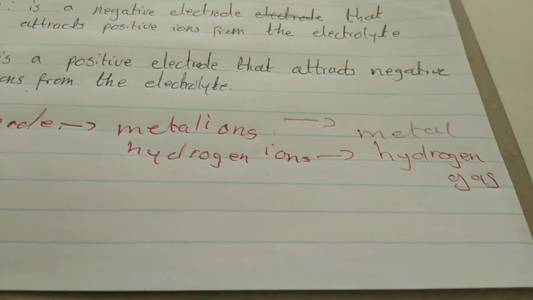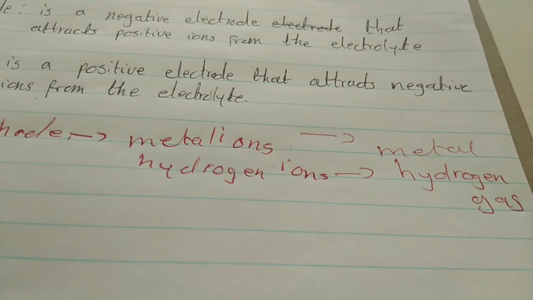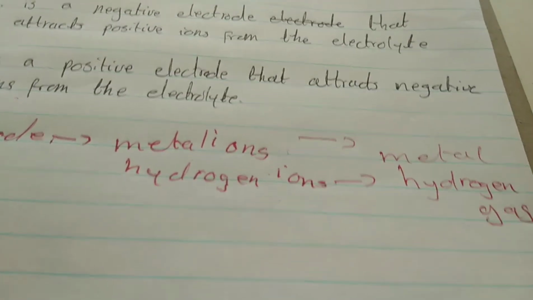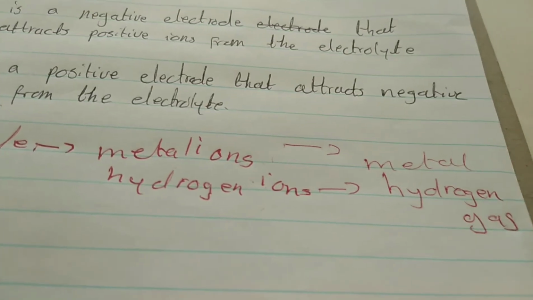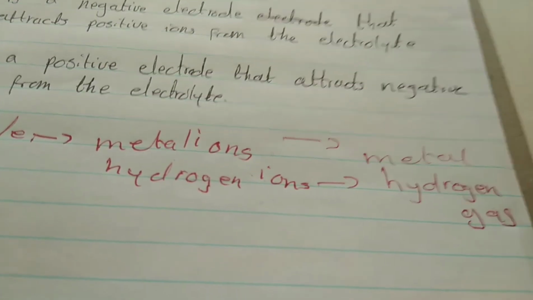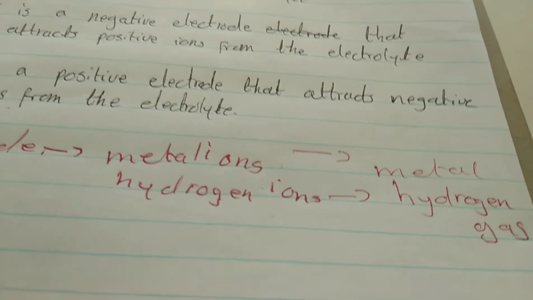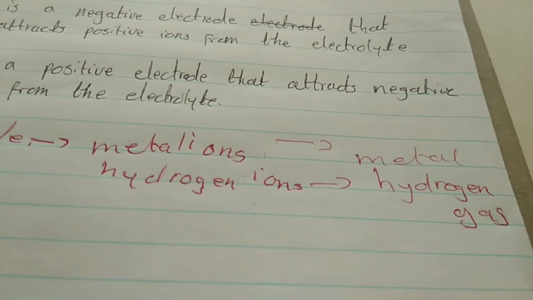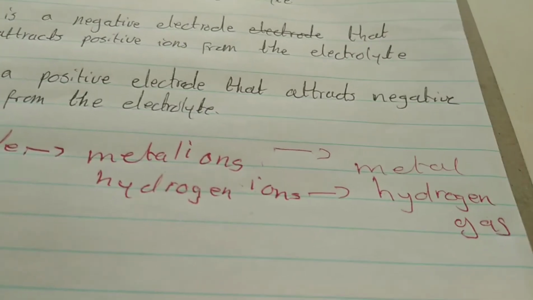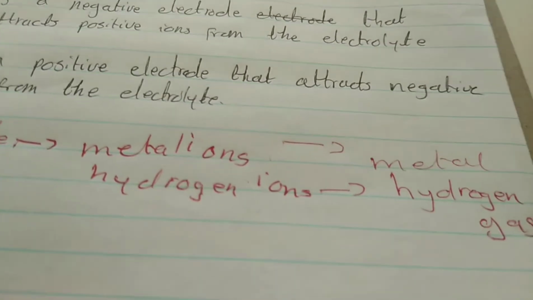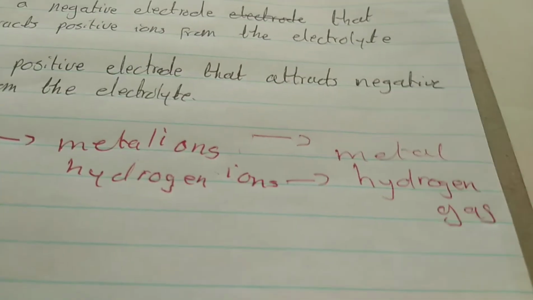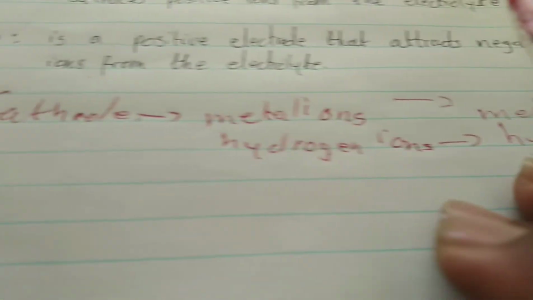This is what is happening at the cathode. As the positive ions are attracted to the cathode, they will accept the electrons from the cathode. That's why the cathode is negatively charged. It shows that it has electrons. So these ions, these cations, will accept the electrons from the cathode, and they become metals or hydrogen gas.